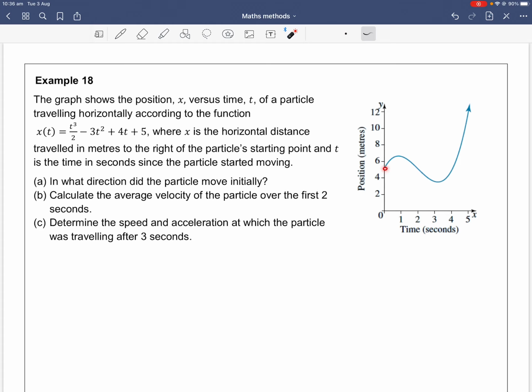So roughly, initially, the graph is at about 5, so the particle starts at 5, then at around time 1, the particle is at a position of roughly 6.5. Then it turns around to the left, and travels to around the 4 mark at time 3, and then turns around and travels to the right again, increasing in displacement.